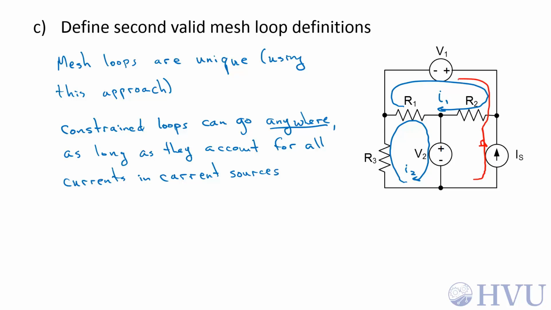I can create a constrained loop that goes all the way around here. As long as it's got a current I sub S, it's perfectly fine. I could also define a constrained loop that goes through this lower area. It goes in this direction through this current source, and it's got the same magnitude as the current source does. It's a valid choice.